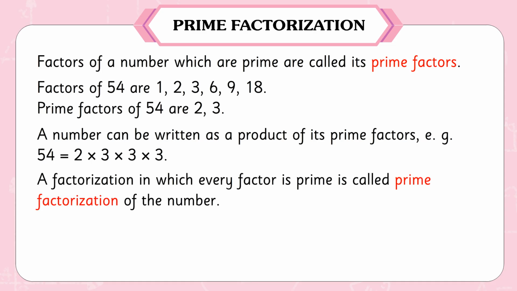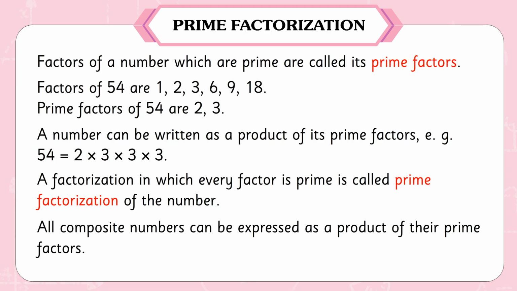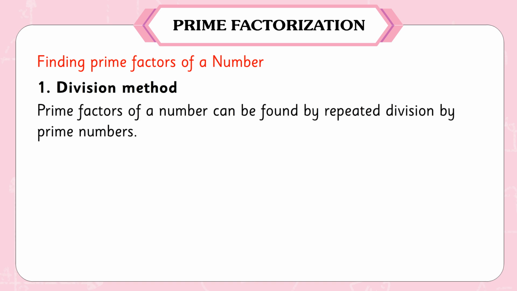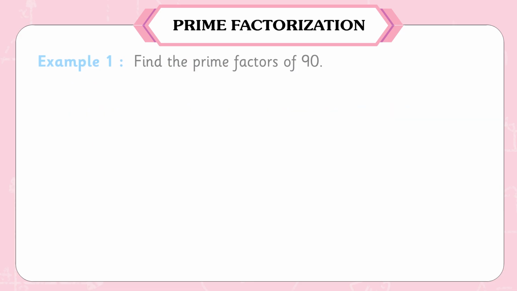A factorization in which every factor is prime is called prime factorization of the number. All composite numbers can be expressed as a product of their prime factors. Finding prime factors of a number. 1. Division method. Prime factors of a number can be found by repeated division by prime numbers.